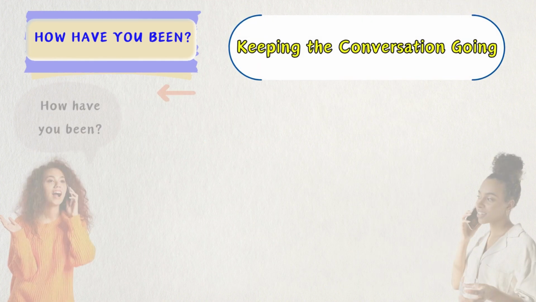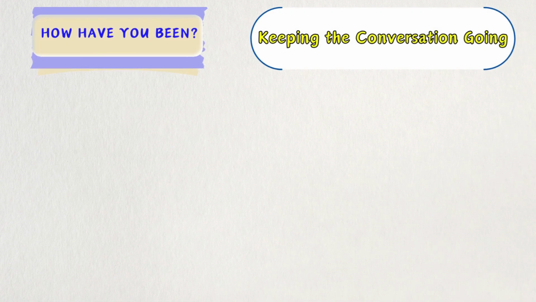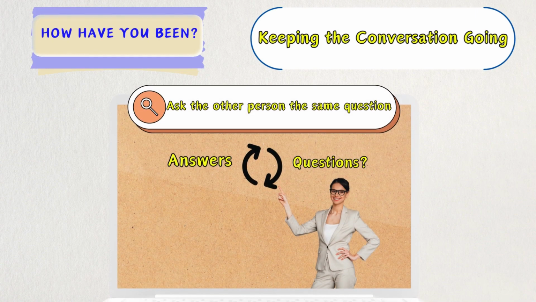Remember that the question, how have you been, is a way to start a conversation. Here is how to make the conversation continue and take place in the most natural and comfortable way. Ask the other person the same question after you've answered. Ask the other person how they've been doing. This is common courtesy. It also gives the other person a chance to talk.